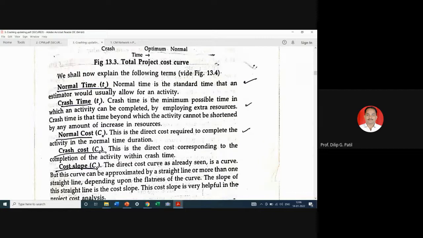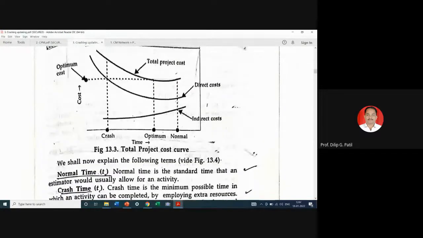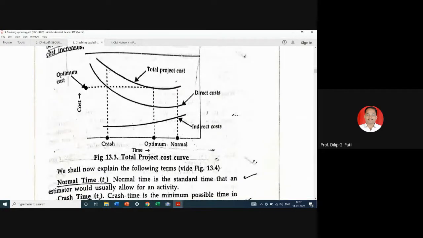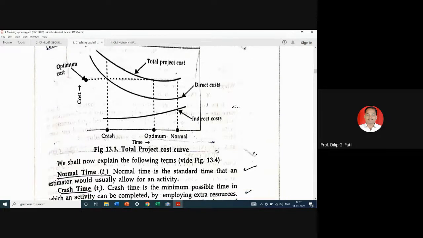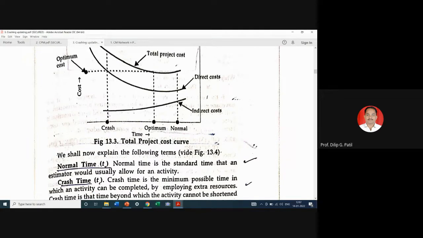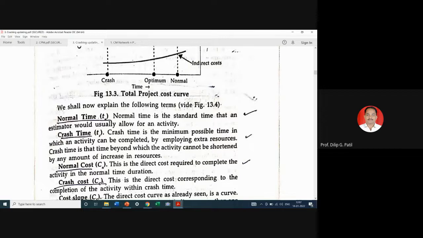cost slope. So as we know now, normal time is this normal time, crash time is the duration up to which you can crash, and the respective cost associated with this normal time is the normal cost, and the cost associated with this crash time is the crash cost. We will see this definition. So normal time is the standard time that an estimator would usually allow for an activity.